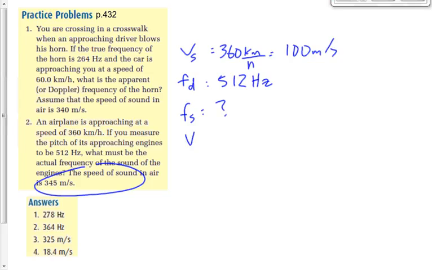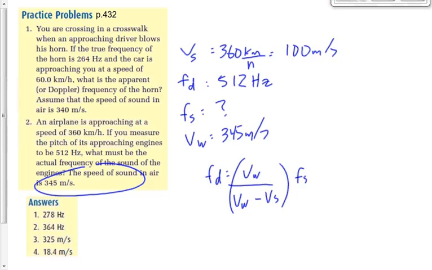Hey, by the way, we also have the speed of sound in air. That's the speed of the wave, 345 meters per second. My equation says FD is equal to VW over VW. Cody, is it plus or minus? It's approaching us. Yes, VW minus VS times FS. Now we're solving for FS.